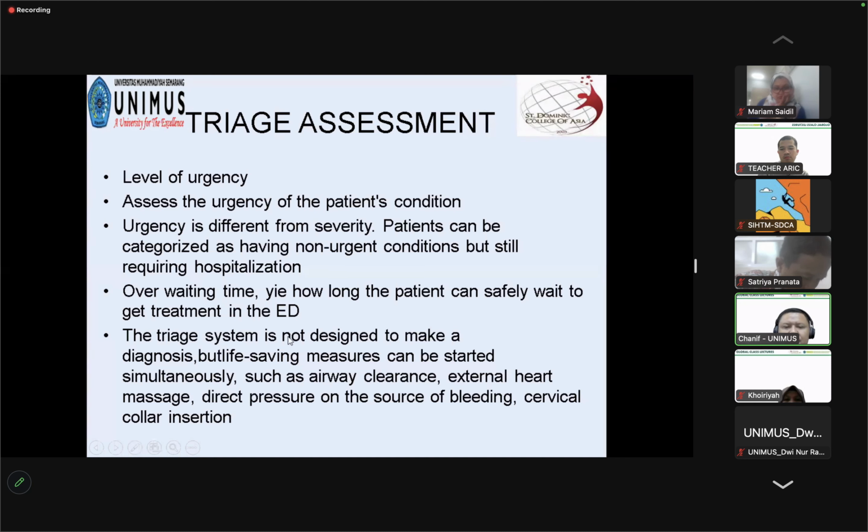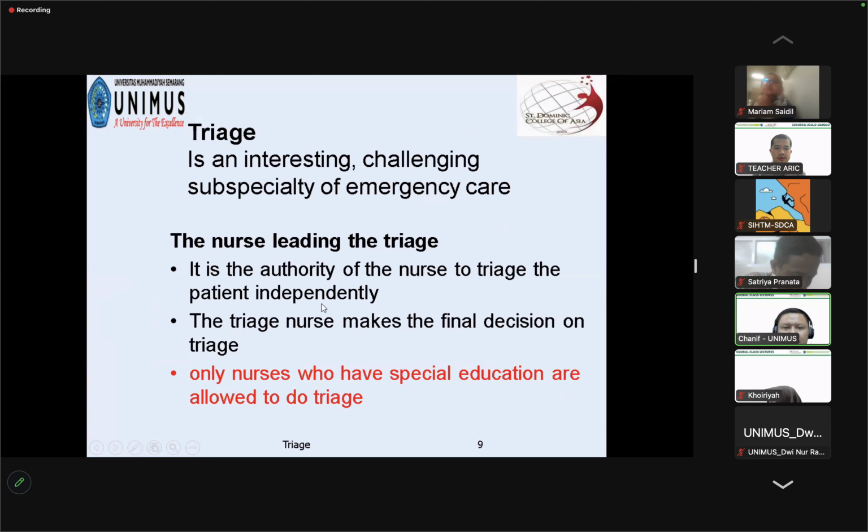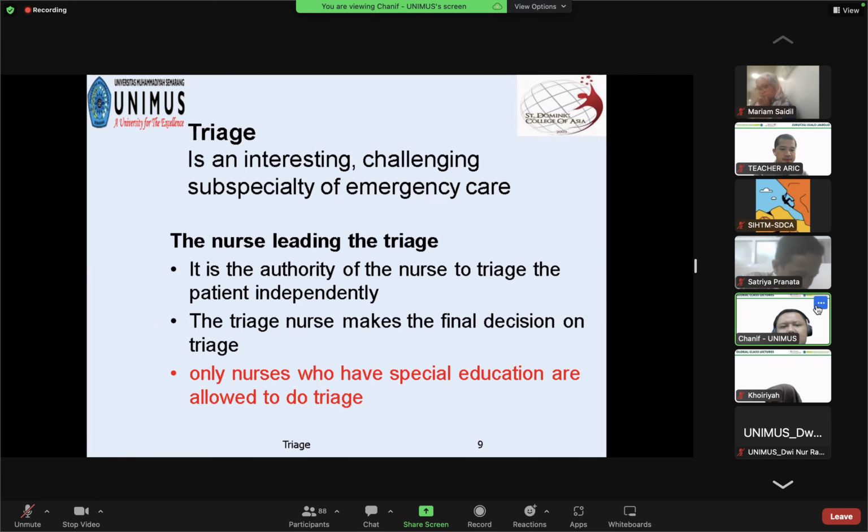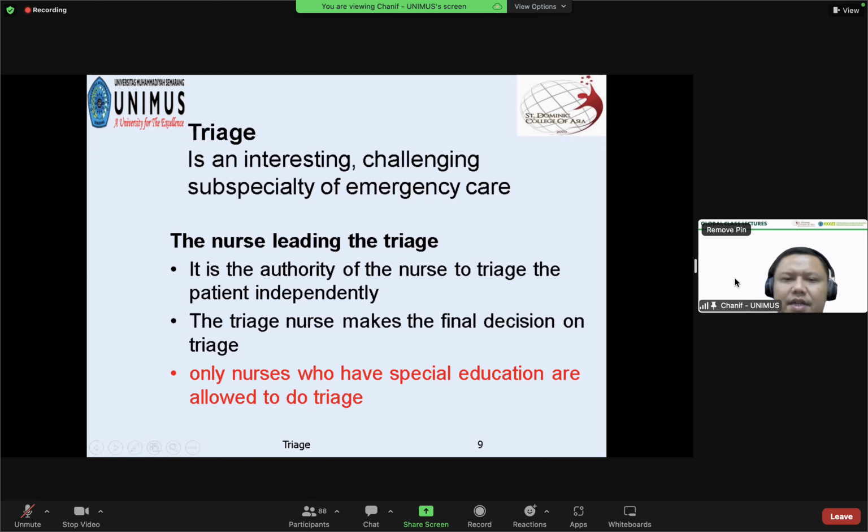The triage system is not designed to make a diagnosis, but it is for measuring so that life saving can be started simultaneously, such as airway clearance, external heart massage, direct pressure on the source of bleeding, cervical collar insertion. It is one of the assessments when we assess patient when they are admitted in emergency department. So triage is an interesting challenge and specialty of emergency care.